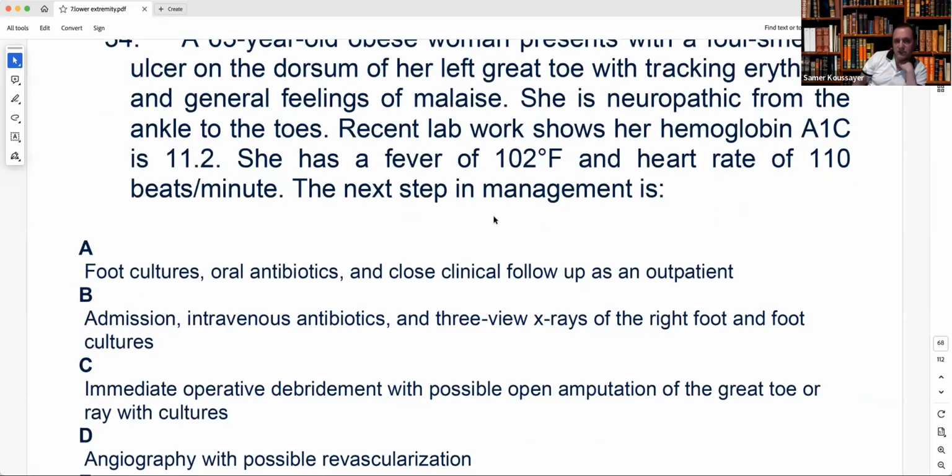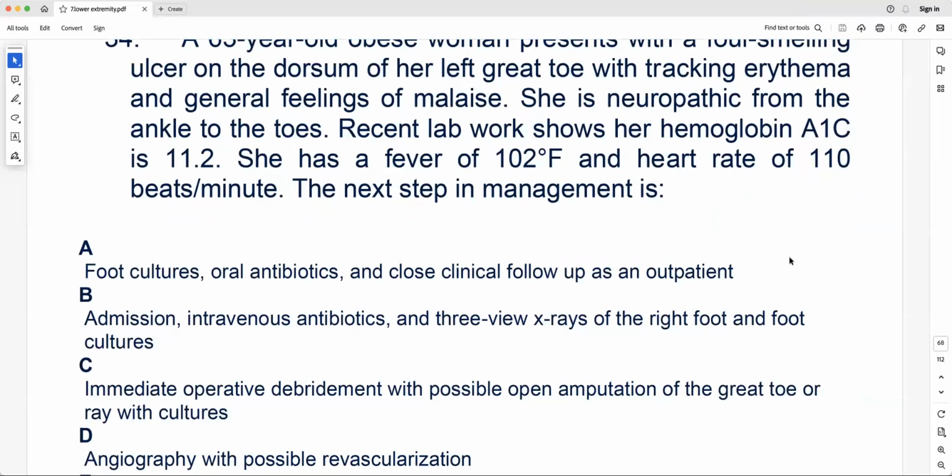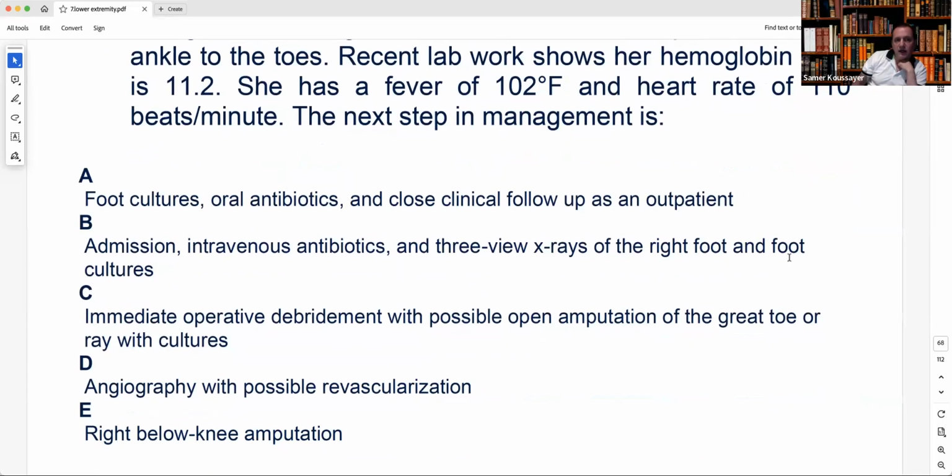But look at her, she has a fever of 102 and a heart rate of 110. Full culture. You see? I mean, X-ray to see if osteomyelitis, antibiotic, yes, admission, yes. But they want you to be aggressive. So as they try to tell you, you have to be aggressive with this kind of patient.